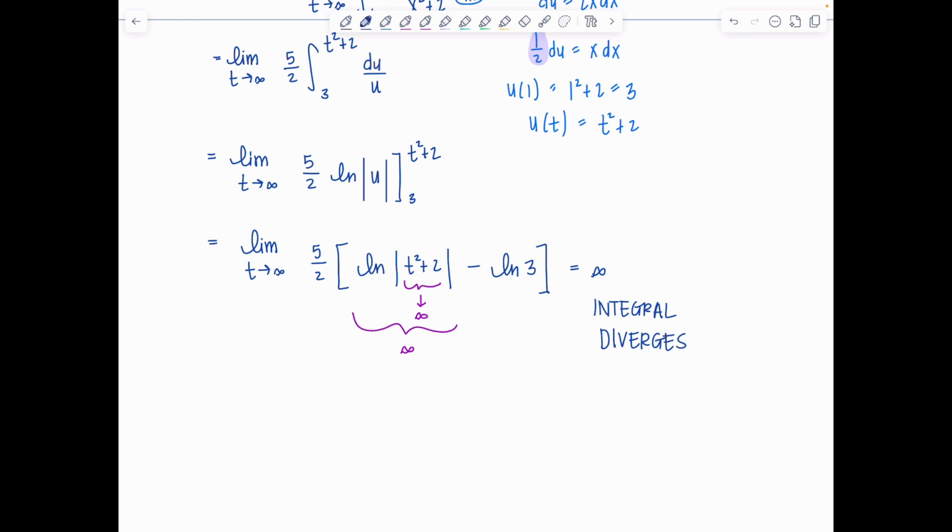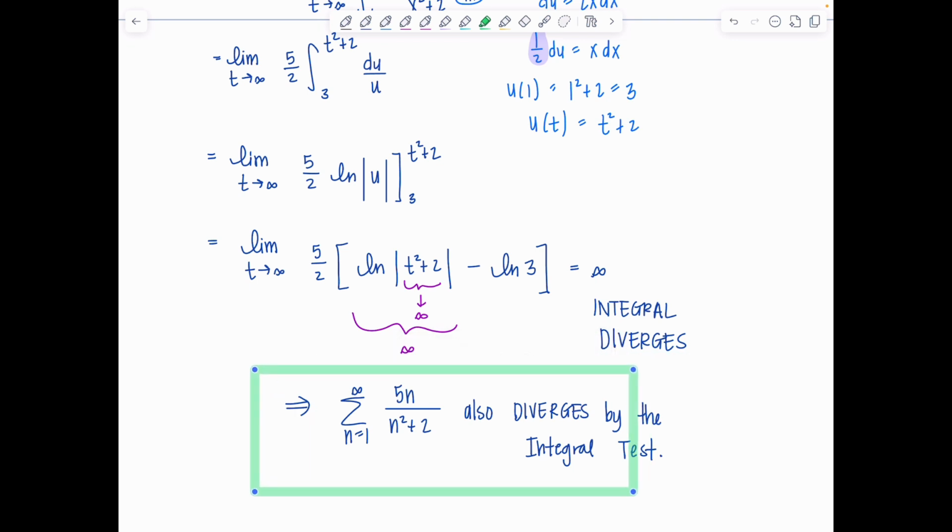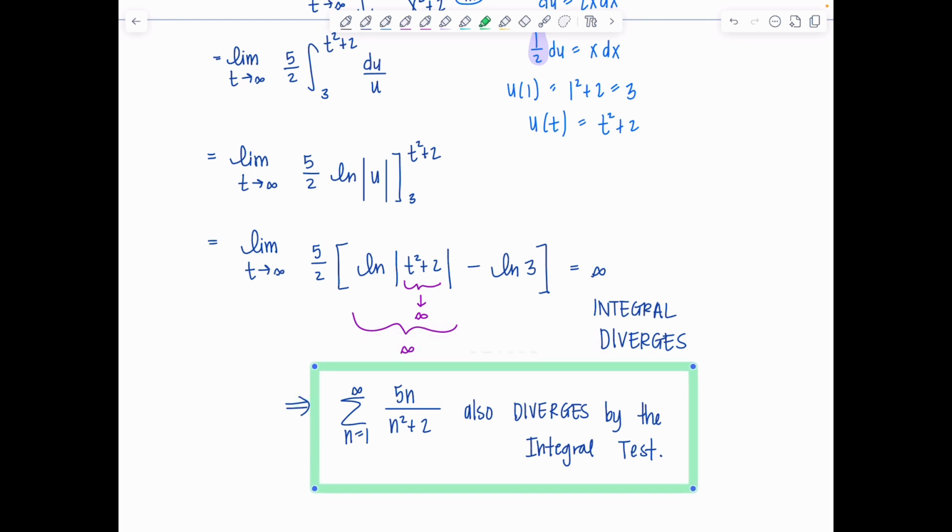So then I know this infinite series does exactly the same thing. So that means the sum, n equals 1 to infinity, of 5n over n squared plus 2 also diverges by, and you have to say what test, the integral test. So when you finish a problem, keep in mind you need to rewrite the original series, and then you need to state whether it converges or diverges and what test you used. That, and then also rewrite it like we have it here.